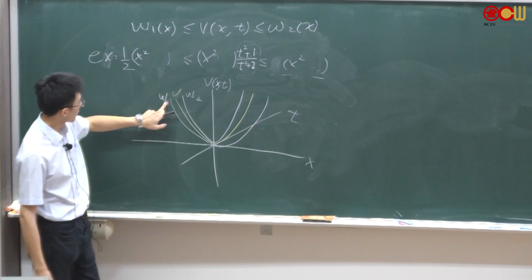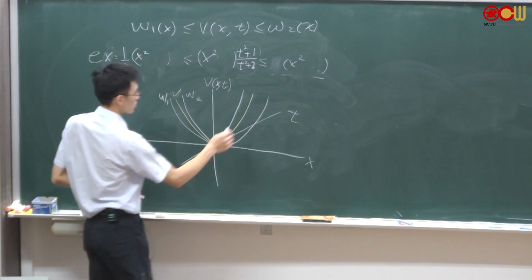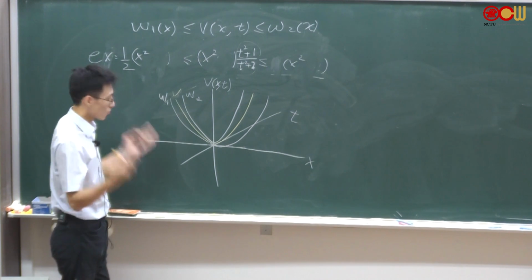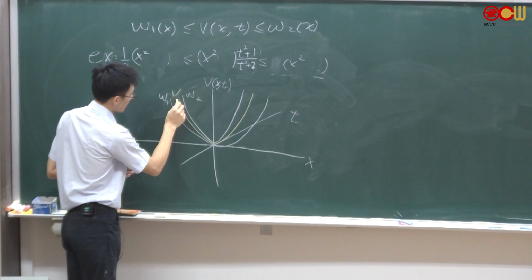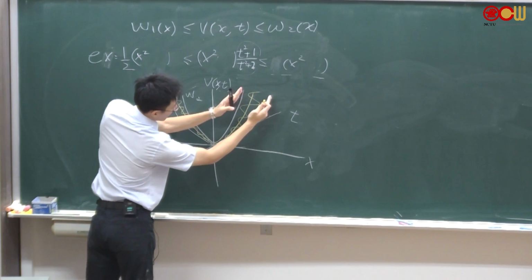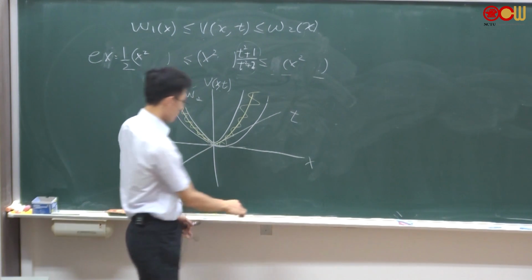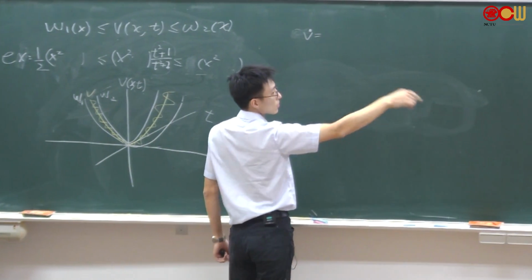But we know that W1 doesn't depend on time, right? W2 also doesn't depend on time. So you can find that it will be constant. Imagine that no matter what time t is, V is a time-varying function. It might be somewhere in between, but it's always upper and lower bounded by W1 and W2. What's the second condition? The second condition is V dot, which is equal to that.